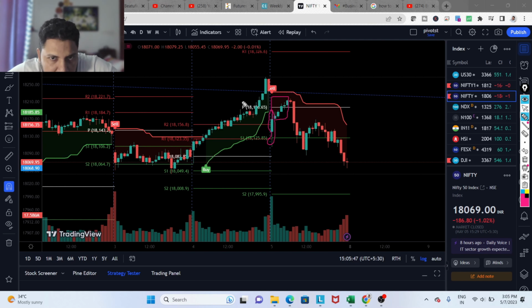So I kept away and I waited, and then I found this small candle, which shows me that the power they had to move up from here till here is exhausted. If they had good power, this would have blasted from here. So I can see that there is something happening at this level, and this was a most probable and good trade with a very small stop loss.